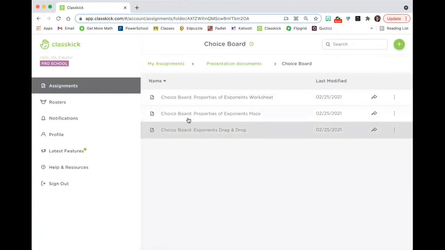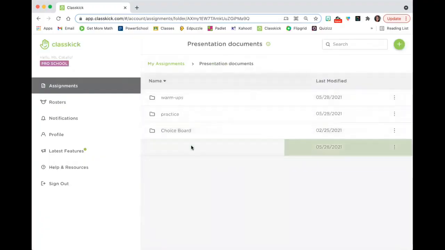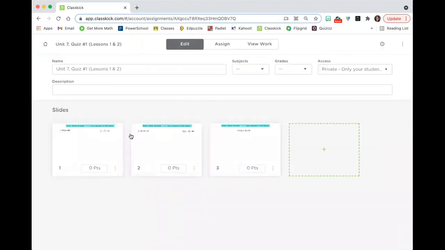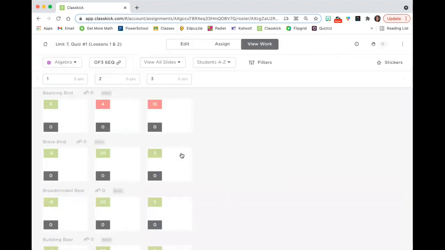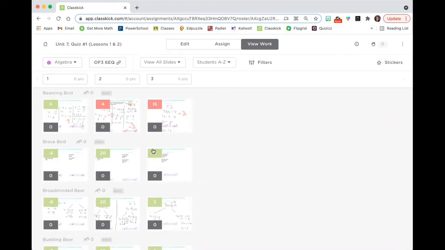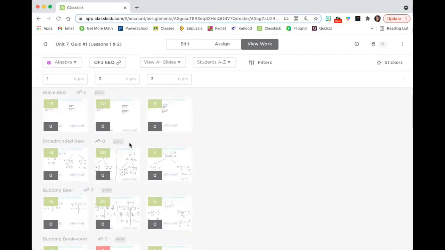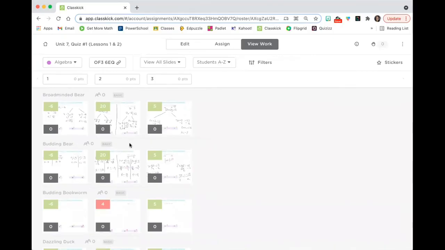I have also used this for assessments. Okay, and here's one example of an assessment. It was just a short quiz. I'm able to see students' work. I'm very easily on my iPad able to go through and grade their work. And it grades it for me, which is fantastic.